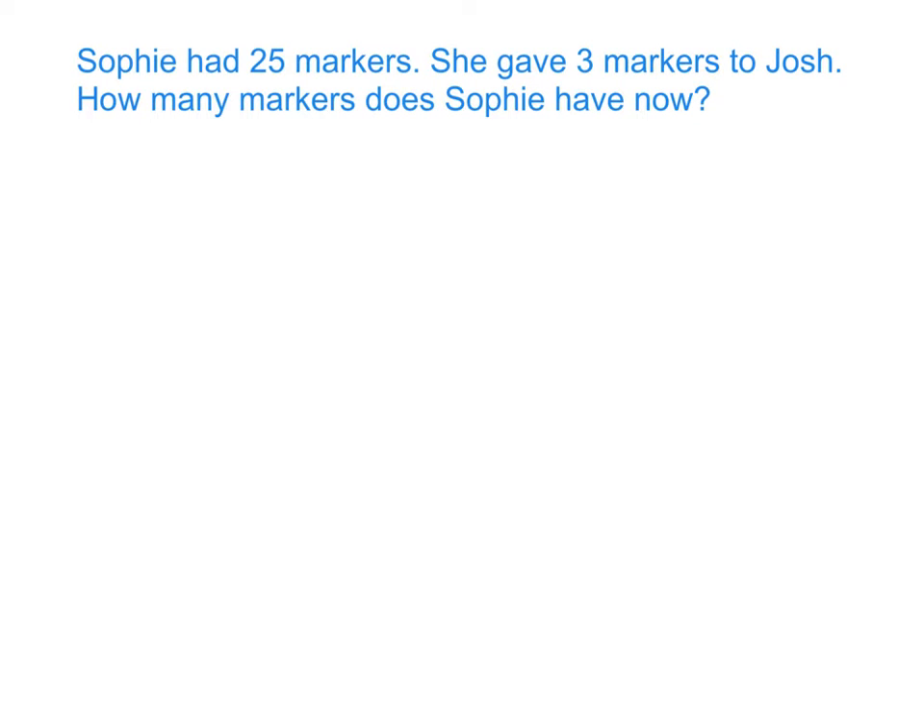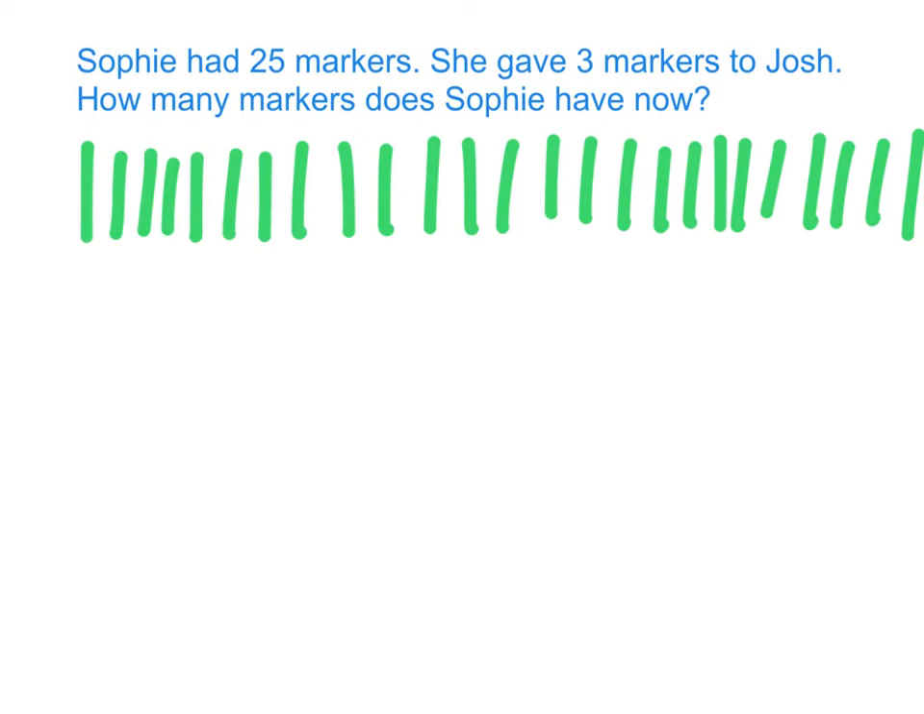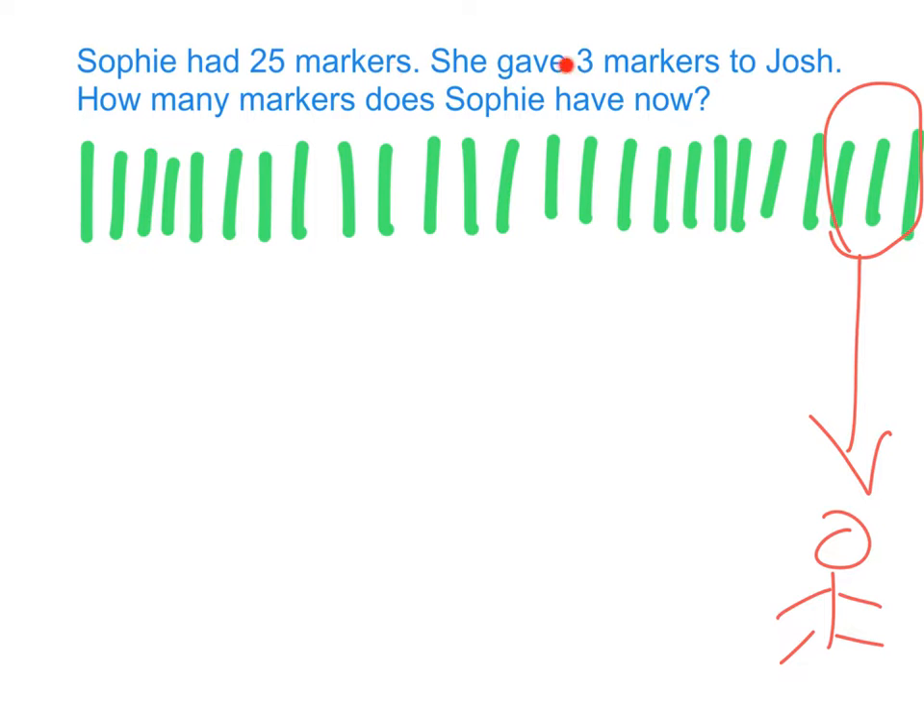So going back to the word problem, we know that Sophie had 25 markers. So there are Sophie's 25 markers. We also know that she gave 3 markers to Josh. So we know that this is a minus problem. So now let's solve this problem. Let's draw quick pictures to help us solve this problem. So we know that it is 25 minus the 3 markers.